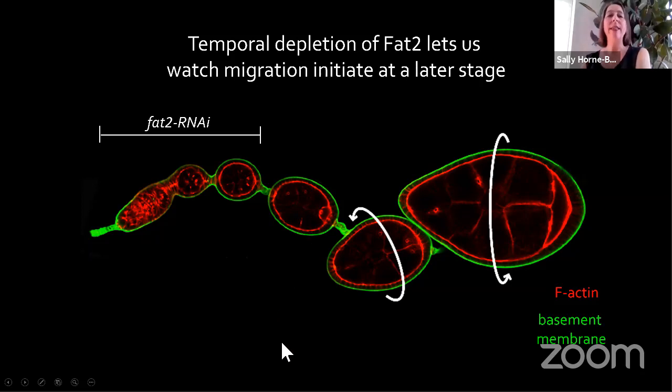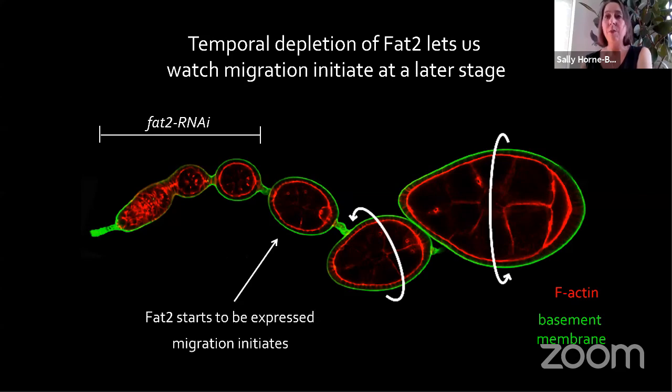So the way that we do this is by expressing a FAT2 RNAi transgene just in the early stages of egg chamber development. Because we have FAT2 endogenously tagged with 3xGFP, we can watch the protein come back to the tissue as that RNAi starts to wear off. And we can watch what's happening with the polarization of FAT2 in the context of migration initiation.